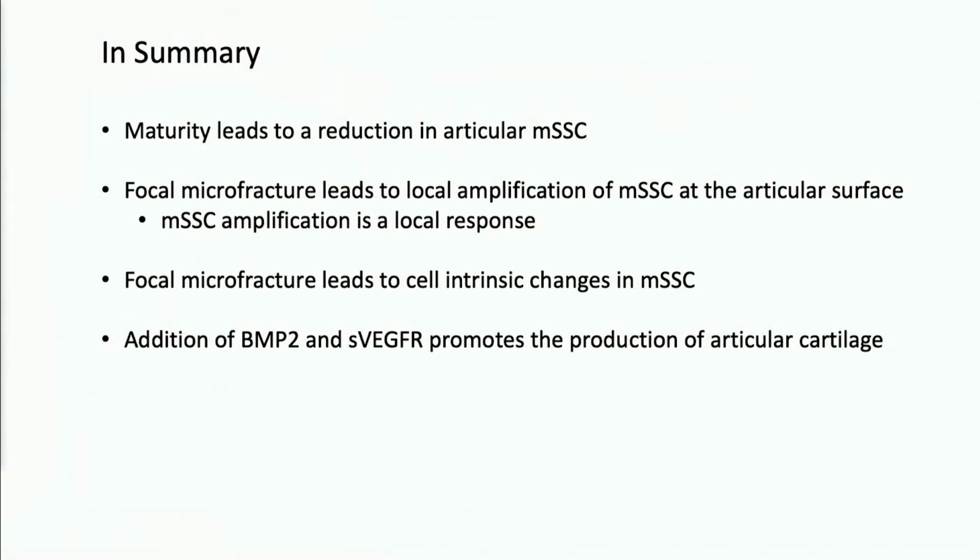So in summary, we found that maturity leads to a reduction in articular SSCs, but focal microfracture leads to amplification of the SSCs at this articular site. And this is a local response, not due to circulating SSCs. We also found that focal microfracture leads to cell-intrinsic changes in SSCs, which we identified using our transplantation assays, and we also saw that we could skew the tissue production by addition of different factors. So our addition of BMP2 and soluble VEGF receptor could promote the production of articular cartilage.